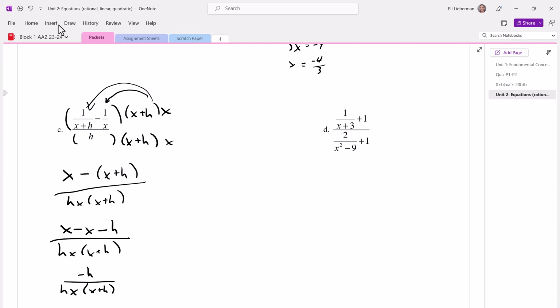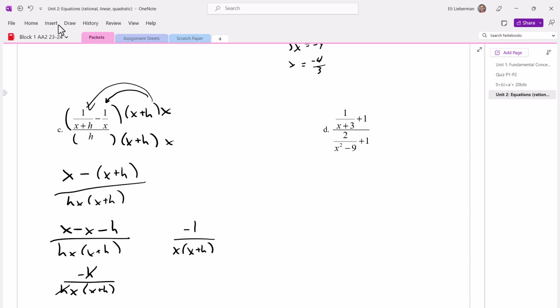Am I done? Almost done. Yeah, Barry? When you say take it out, we're talking about canceling. Just cancel the h's because they are both factors. Cancel that h, cancel this h, leaving us with negative 1 over x times x plus h.